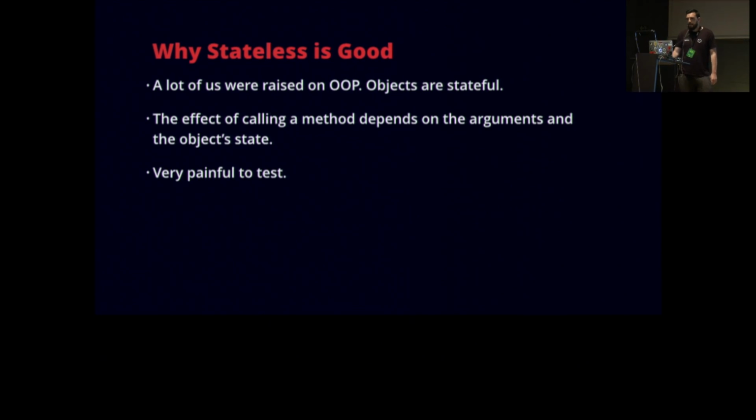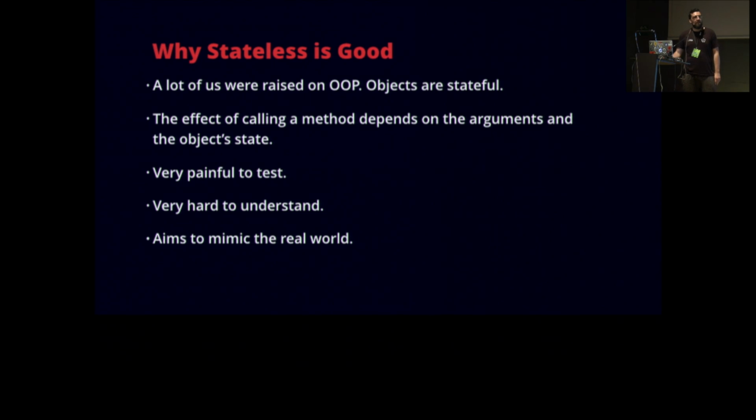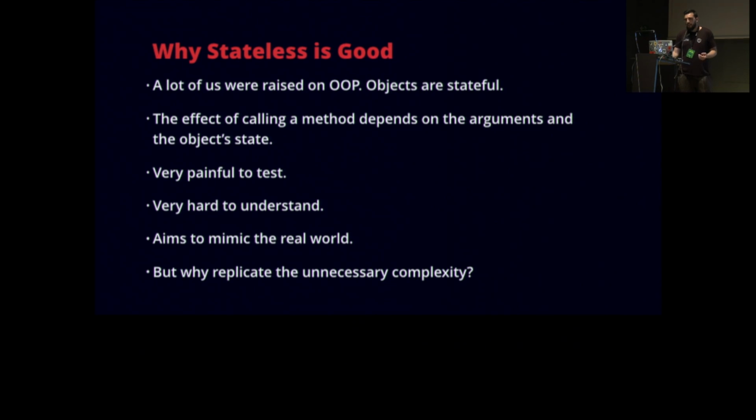The result of this is that these can become very hard to test, because to do accurate tests, you have to try and mock that internal state. The end result is that things start to get harder to understand. You're not always sure of how this object got into that state. And this is because we're aiming to mimic the real world, which does not always translate to our applications. So why are we bothering to try and replicate this complexity?